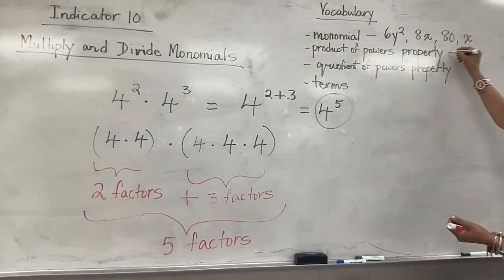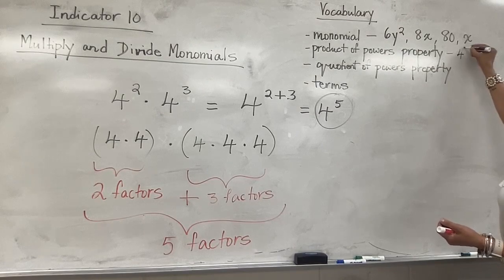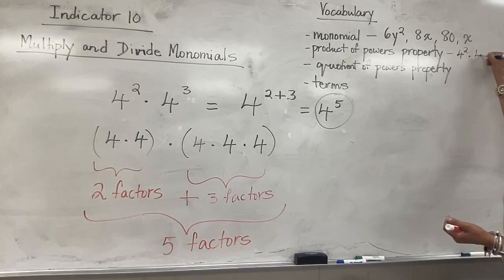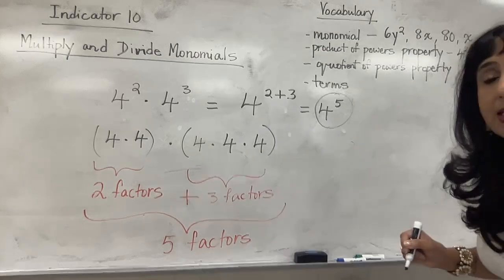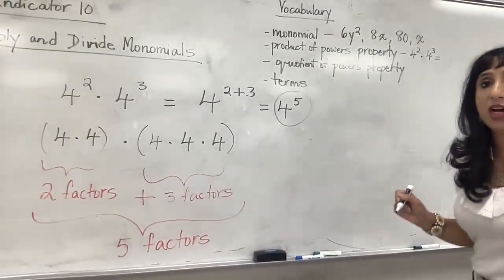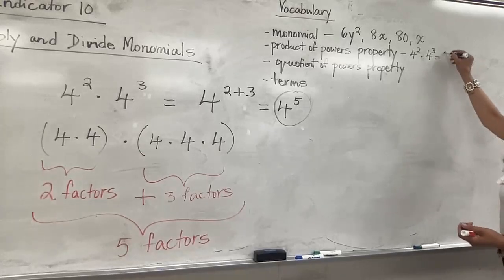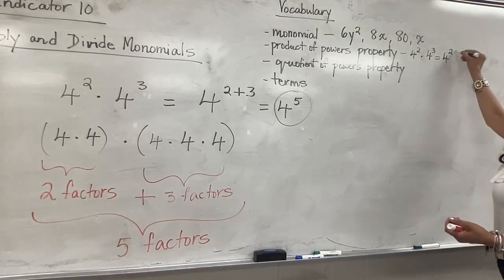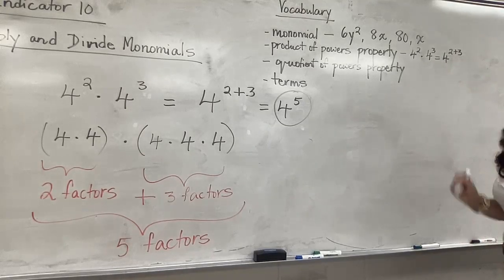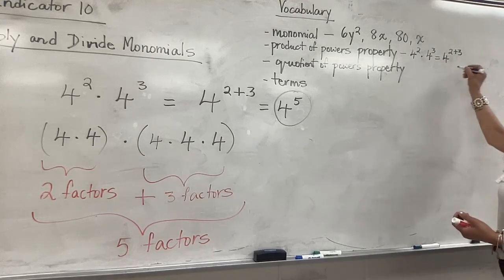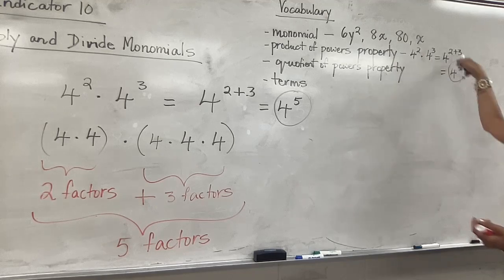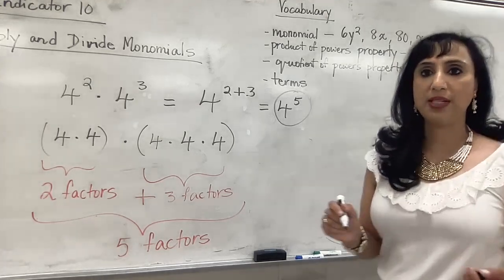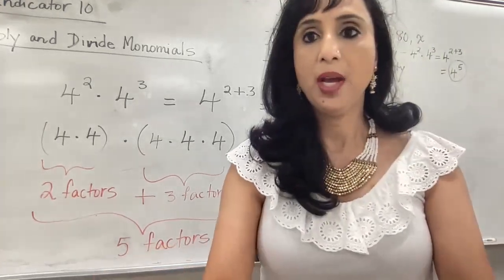That basically means what? I've said 4 squared times 4 cubed. The bases are exactly the same, right? So because the bases are the same, all I'm doing is what? 4, and I'm adding the exponents, and I get 4 to the 5th power. So this is my product of powers property.